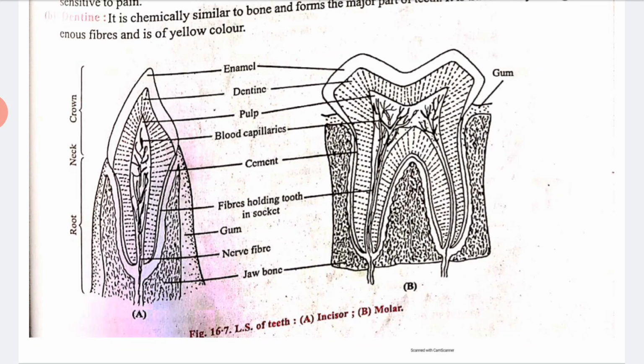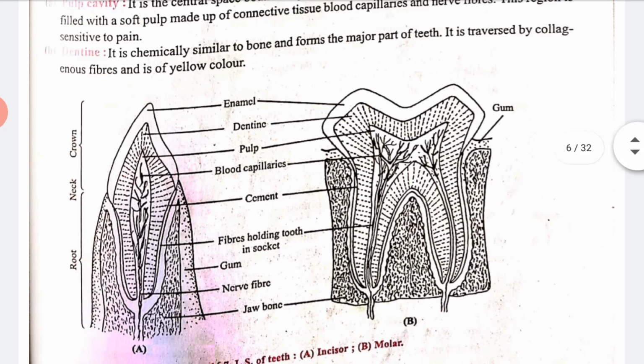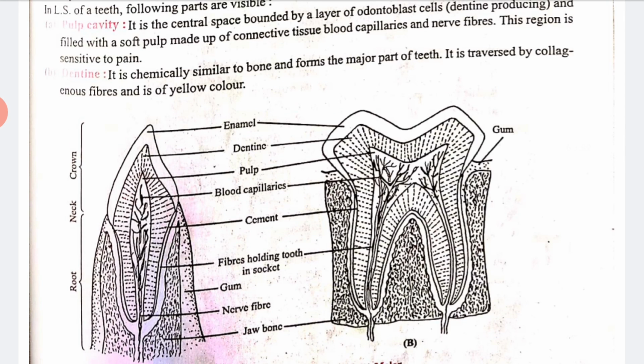Okay, so my dear students, let's talk about the pulp cavity. What is the pulp cavity? It is the center space bounded by a layer of odontoblast cells, and it is filled with a soft pulp made up of connective tissue, blood capillaries and nerve cells. This is the reason it is sensitive to pain; it is the sensitive area and may cause pain.